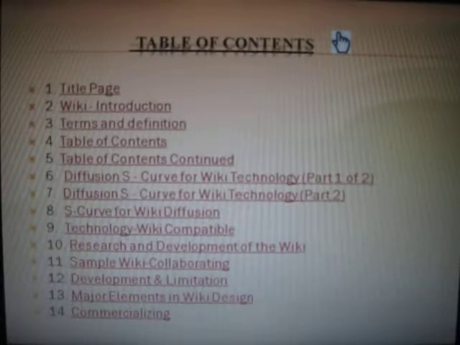The table of contents introduces the Wiki with respect to asynchronous technology for co-construction of knowledge, identifying the sequence of development where the need first exists. The Wiki was further researched and developed, moved on to diffusion in society, gaining critical mass and acceptance after commercializing.